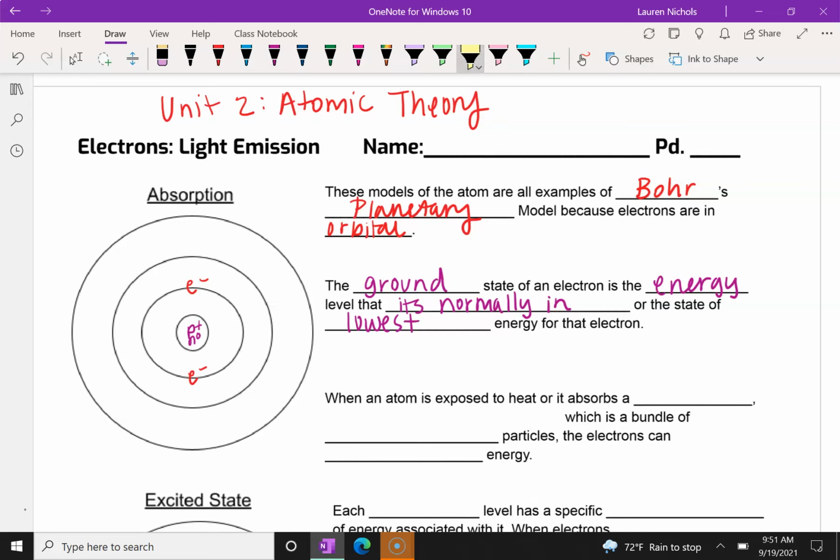So for example, the first energy level could be the ground state for that electron. But if an electron is normally on the second energy level, then the second energy level would be the ground state for that particular electron. So the ground state is not always the first energy level, it's just whichever one it's normally in.